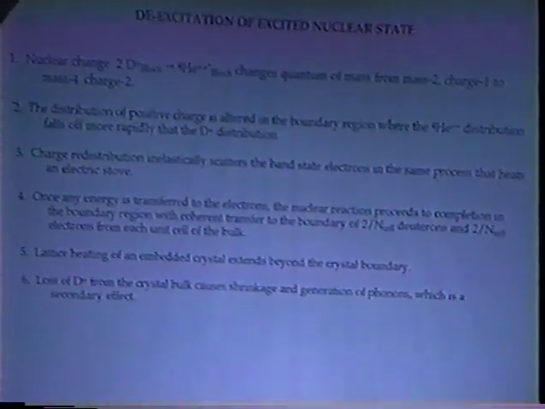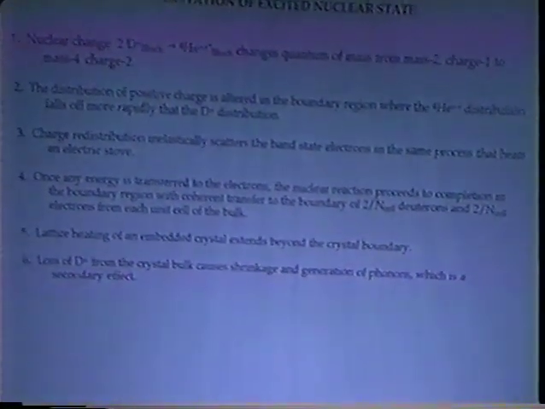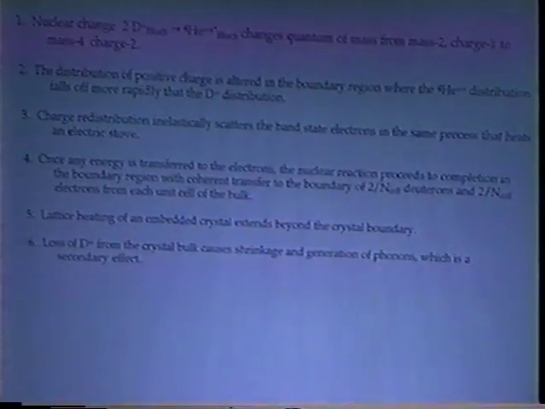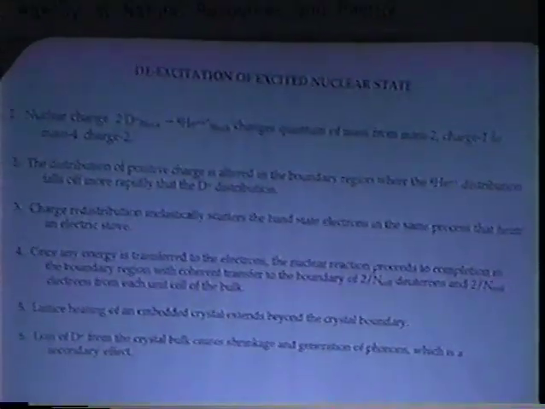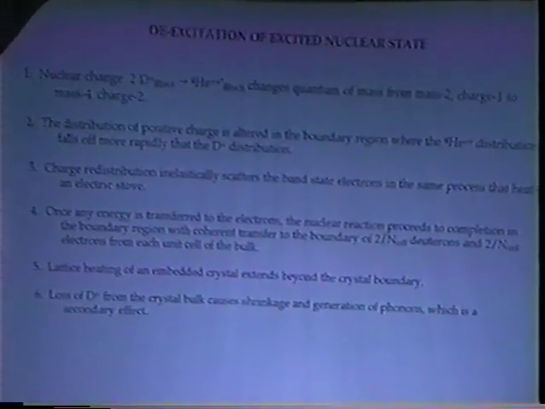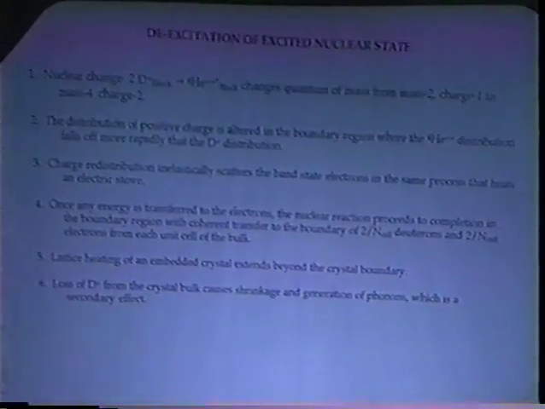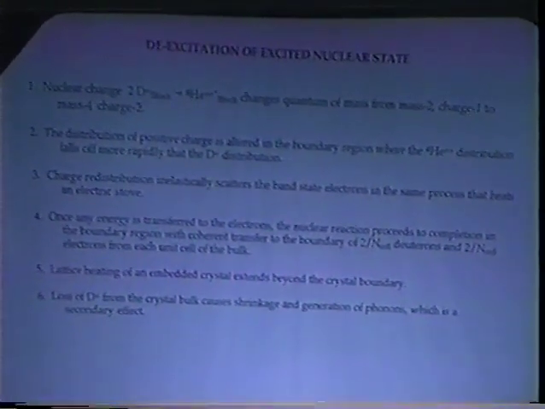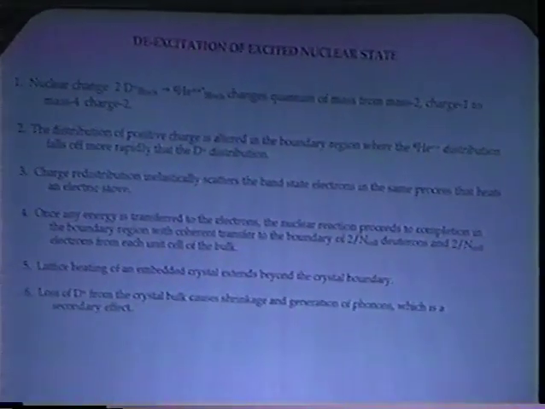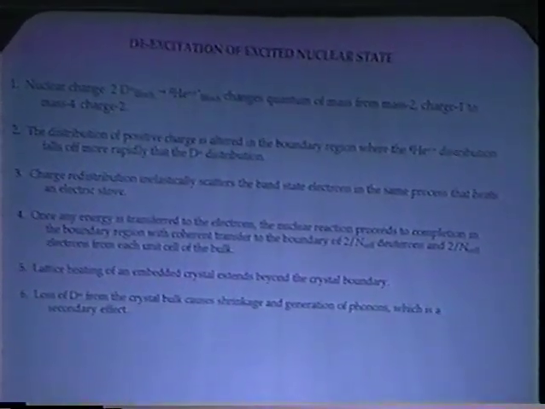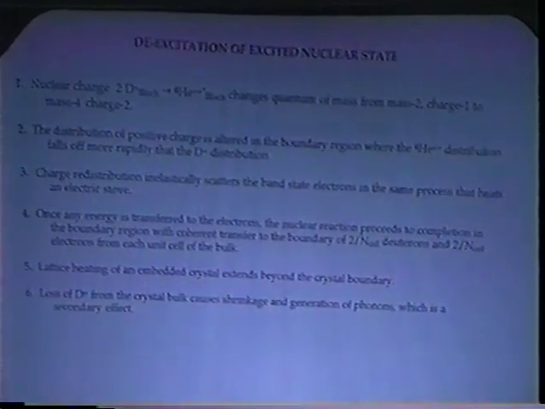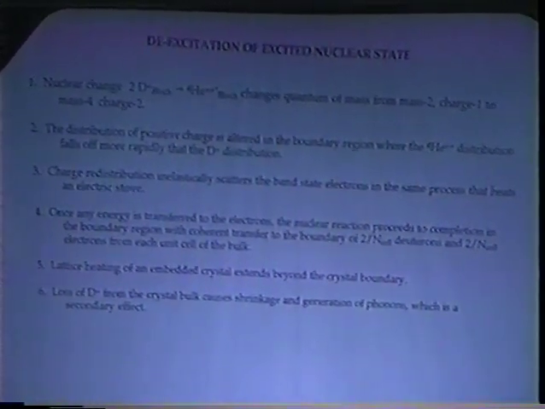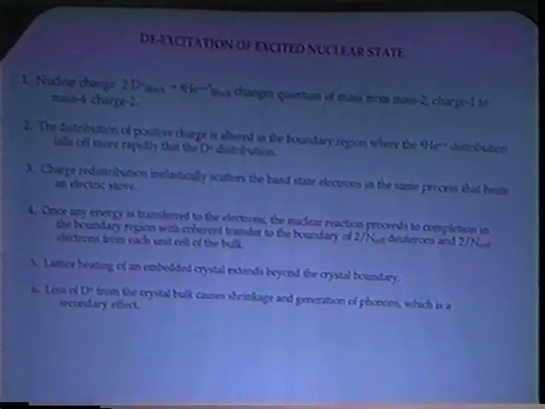But when you change deuterons to helium, you change the quantum of mass from mass 2 charge 1 to mass 4 charge 2. And when you change that quantum of mass, as a purely quantum mechanical effect, you change the distribution of charge in the boundary region of the crystal. At the edge of the ordered domain of the crystal, the wave function of deuterium falls off more slowly than the wave function of the helium. And so as a result, you have a fluctuating charge density distribution at the boundary, and that charge distribution inelastically scatters the band state electrons that are providing electrical neutrality in each unit cell of the system.